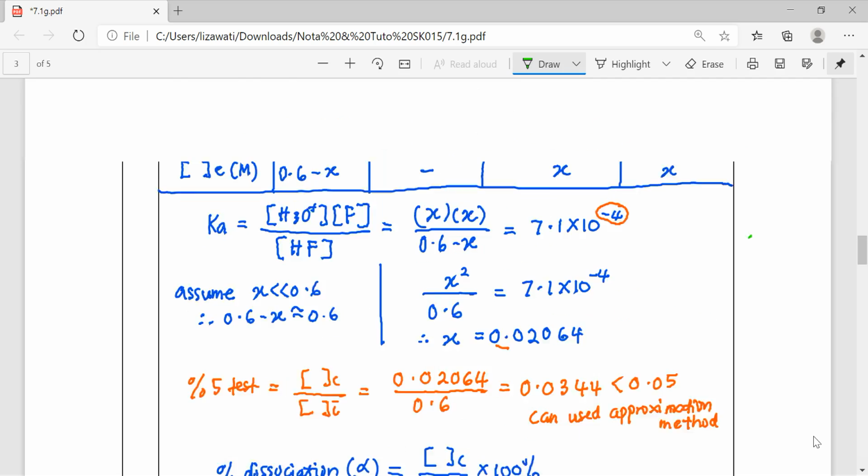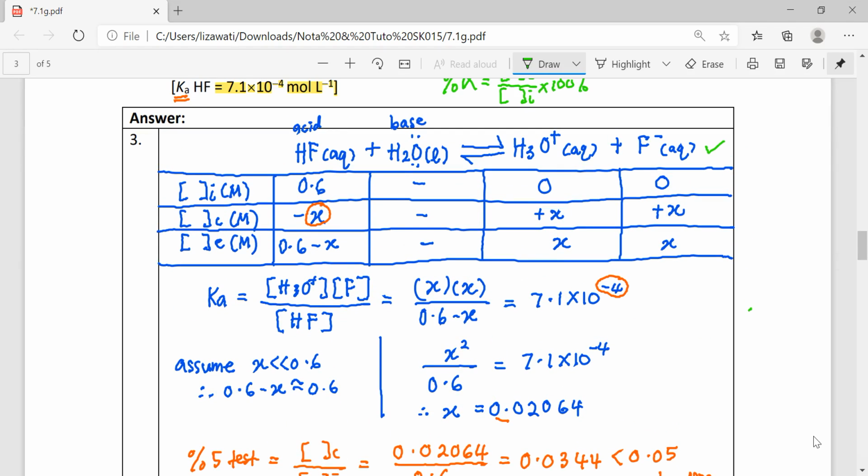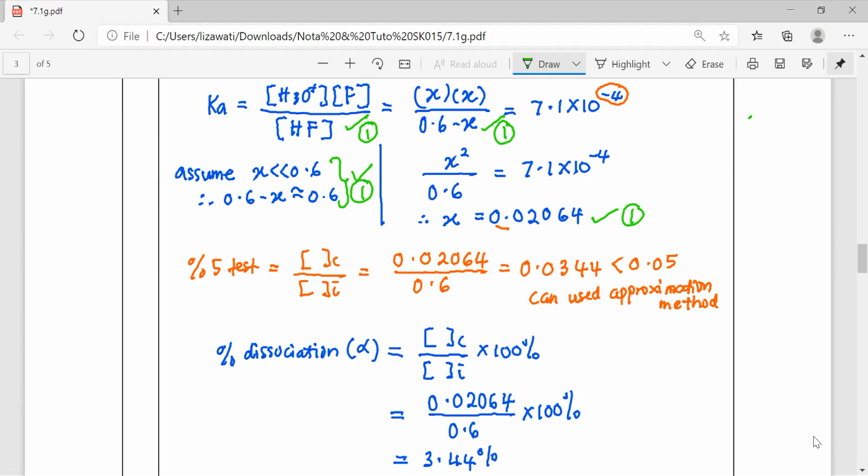How many marks are given for this calculation? Let's take a look. First, you write the dissociation equation, 1 mark. Initial, 1 mark. Change also 1 mark. Equilibrium, 1 mark. Ka expression, 1 mark. Substitution, 1 mark. Now you write the assumption, 1 mark. Find the x value, 1 mark. Next you do the 5% test, 1 mark. And then the formula for percentage dissociation and the final answer.